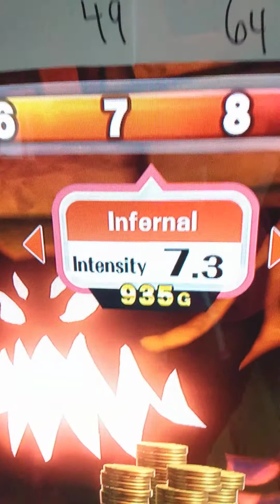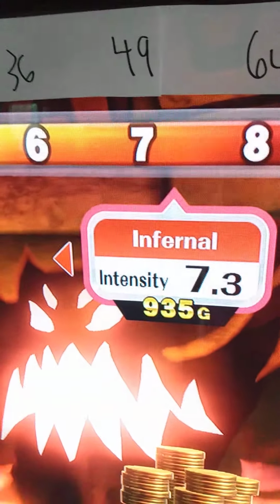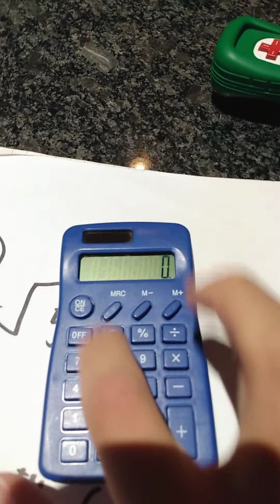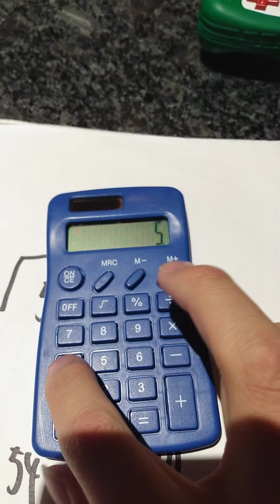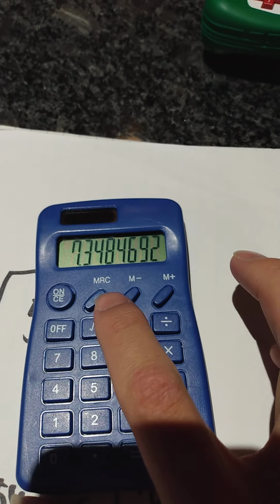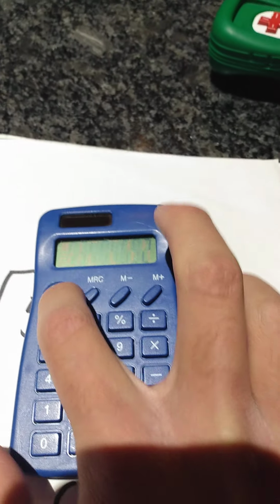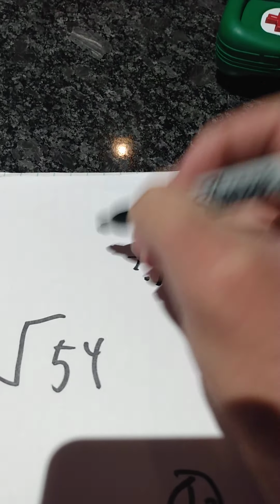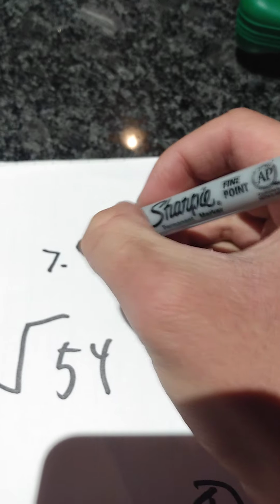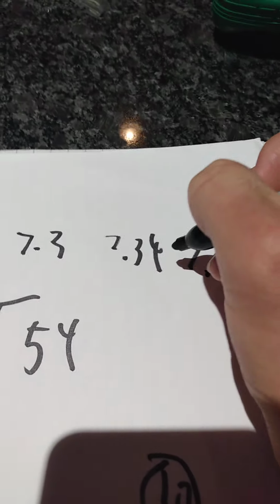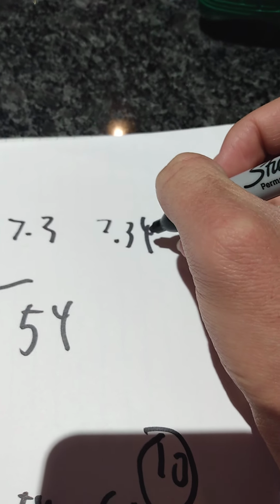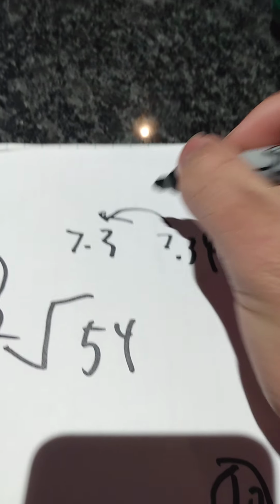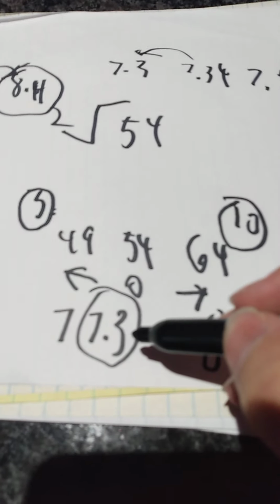Let's go see on a calculator what the answer is. The square root of 54 is 7.34. Would it round to 7.3 or 7.4? Well, since the 4 is there, it would be rounded to 7.3. So 7.3 is our answer, and that is what we estimated.